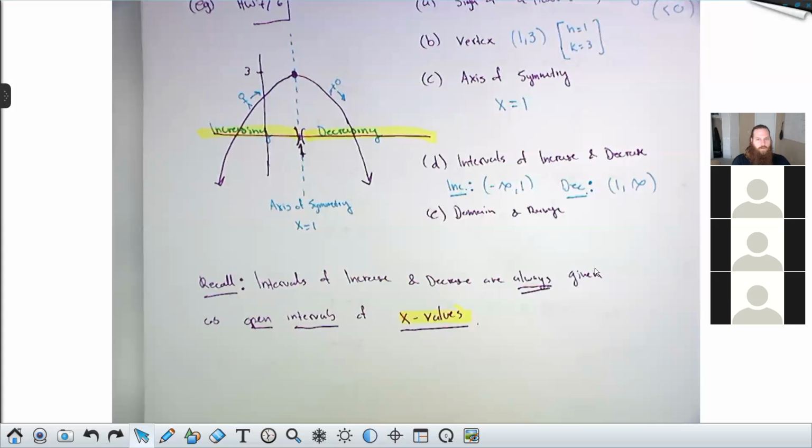Okay, let's talk domain and range. What's the domain of this graph? If I imagine these arrows go on and on forever in both of these directions, this graph keeps going out like this, and I switch everything onto the x-axis, what is my domain? Yeah, the domain here is negative infinity to infinity.